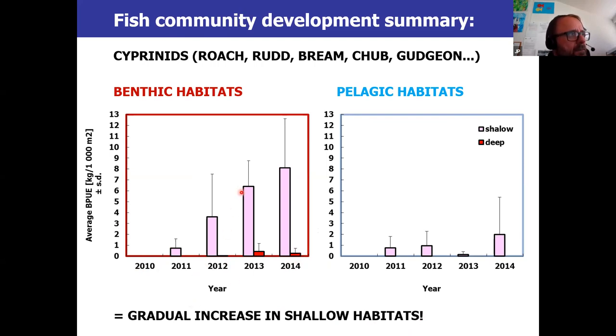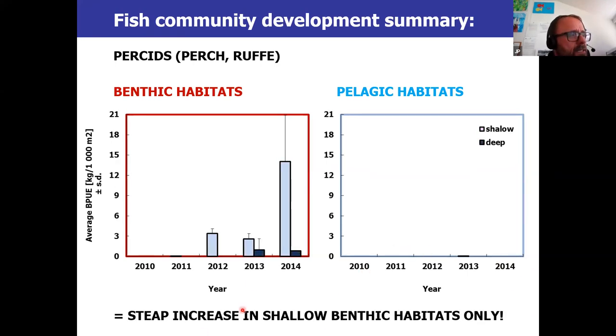In cyprinids, there was a gradual increase in mainly shallow habitats, but they were present in quite large numbers even in pelagic, but only shallow habitats. In percids, there was an increase in shallow benthic habitats, very slight occurrence in the benthic deeper habitats, but practically no occurrence in pelagic habitats.